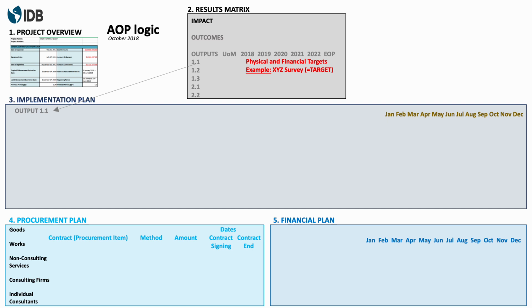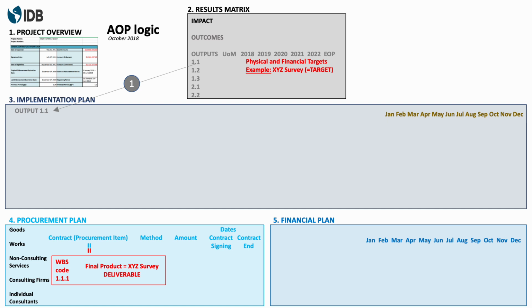Now, from the results matrix, it's important that we include all the outputs that are coming up in the next AOP year. So let's say we're looking at the year 2019. We're going to include this example, output 1.1. And then we have to look up, we're assuming that there will be a procurement item related to this output. So we're going to look in the procurement plan and identify the procurement item or contract that is linked to this output. And that's what we call the deliverable.